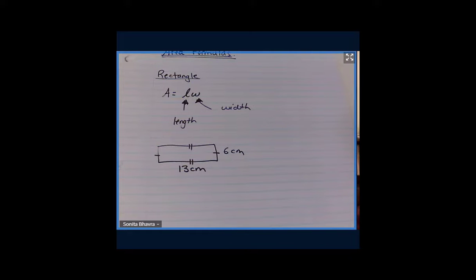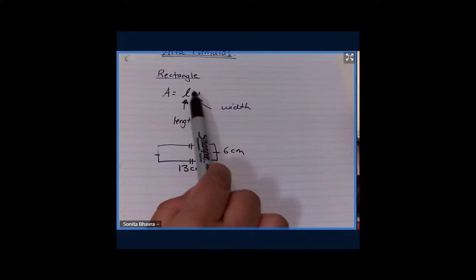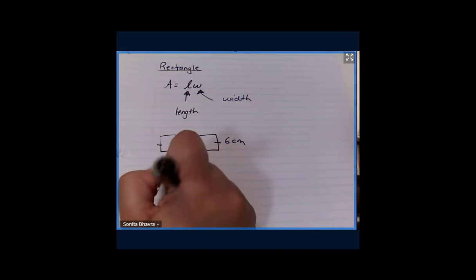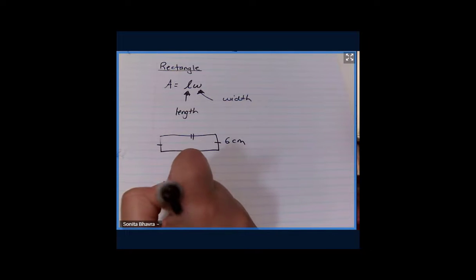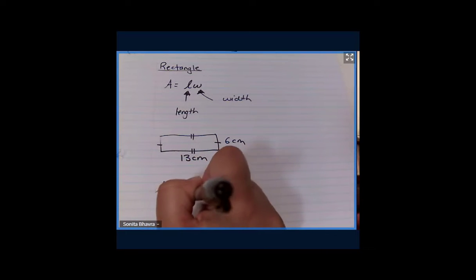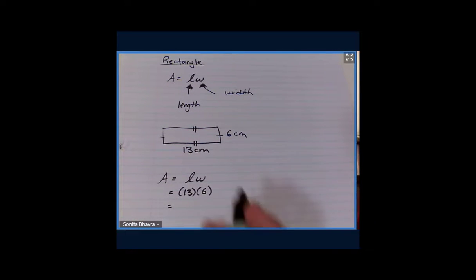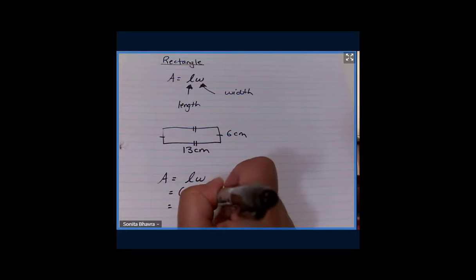We're going to use substitution for our formula. Our length is 13, so we substitute 13 in for L, and our width is 6, so you substitute that in for W. When we see two variables or two letters like this together, it means they're being multiplied together. So area is equal to length times width. You just multiply it out like this, and that gives us 78 centimeters squared.